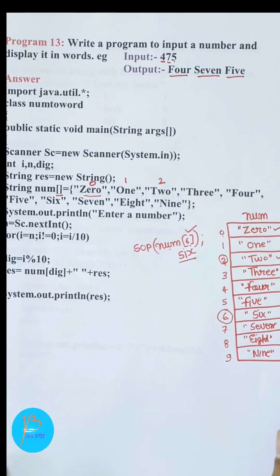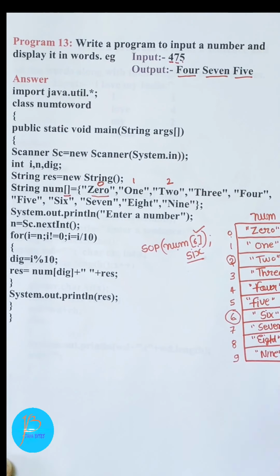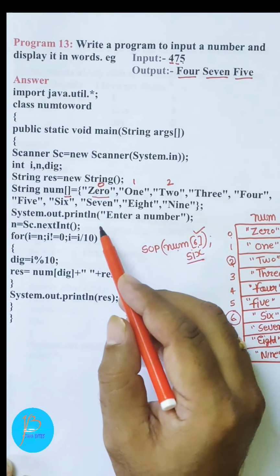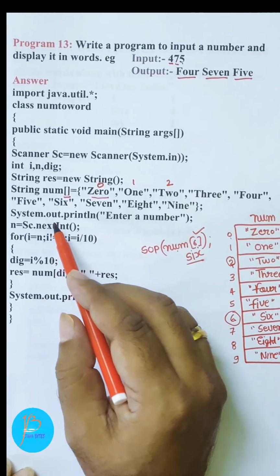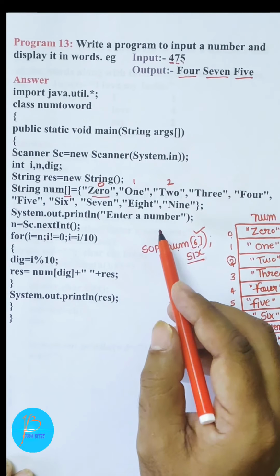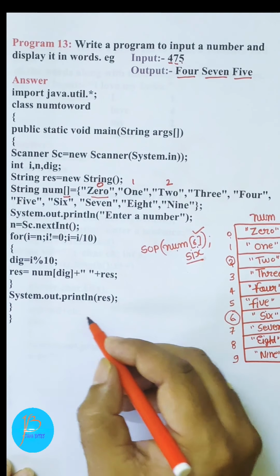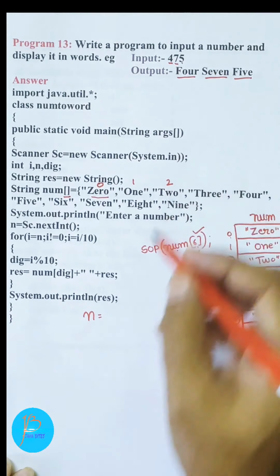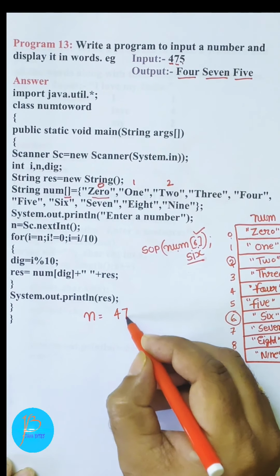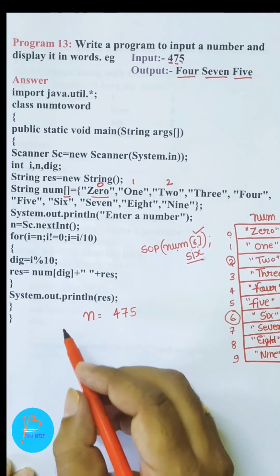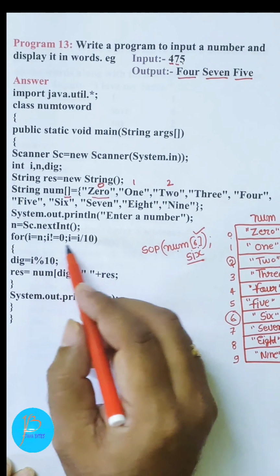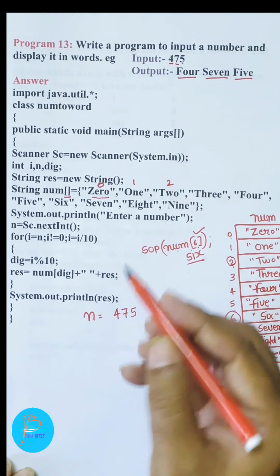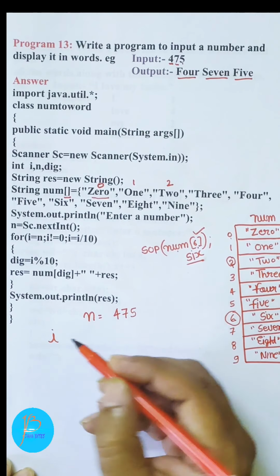Now we can go through the problem. After declaring the array variable, look at the next line: System.out.println enter a number. Suppose you entered a number like this: in n we entered 475. Now see how it will be printed in words. After that, we move to the next line. Now see, a loop of i is executed here. So I take the loop of i.